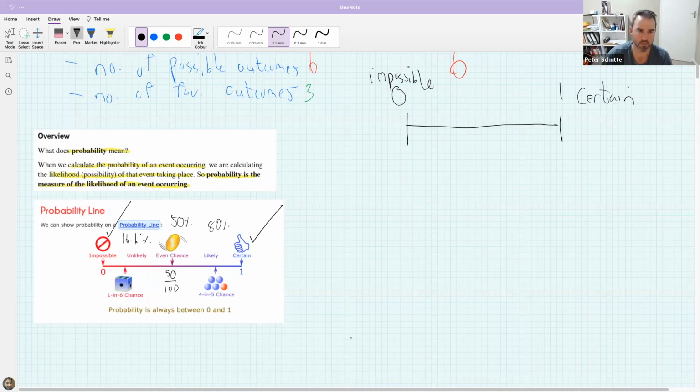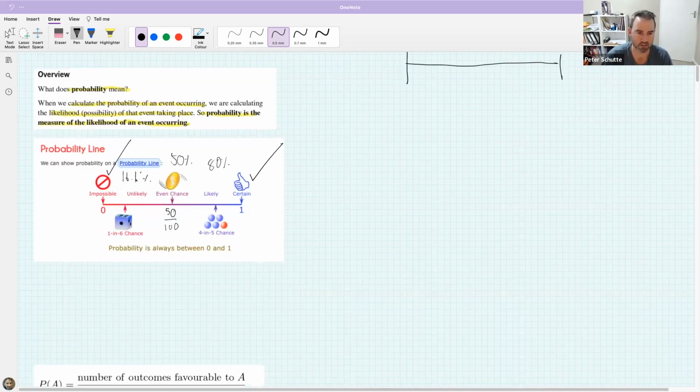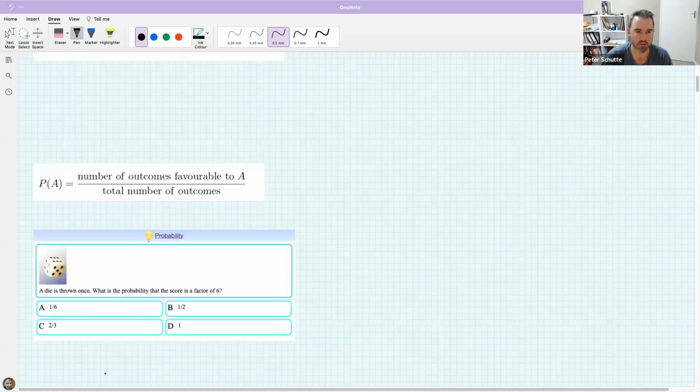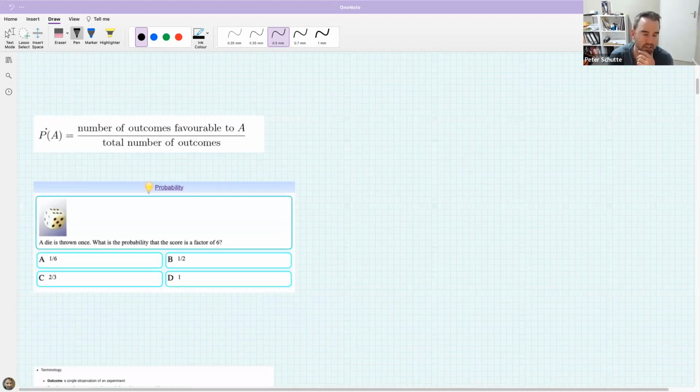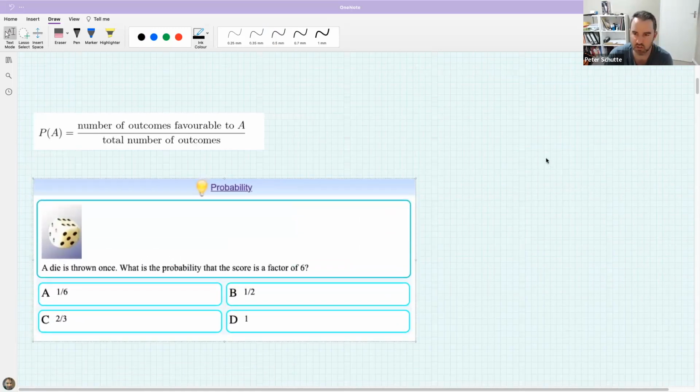Okay, so those are all the basics. Here is the most important formula in the whole of probability. The probability of an event A is described by this formula. Using that formula, what do you think the answer to this question is?